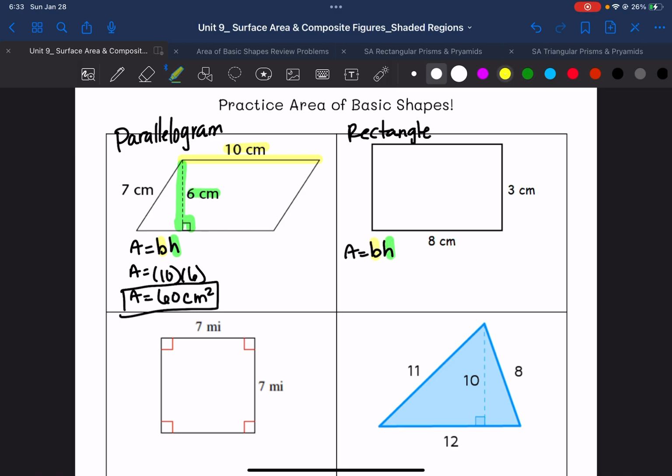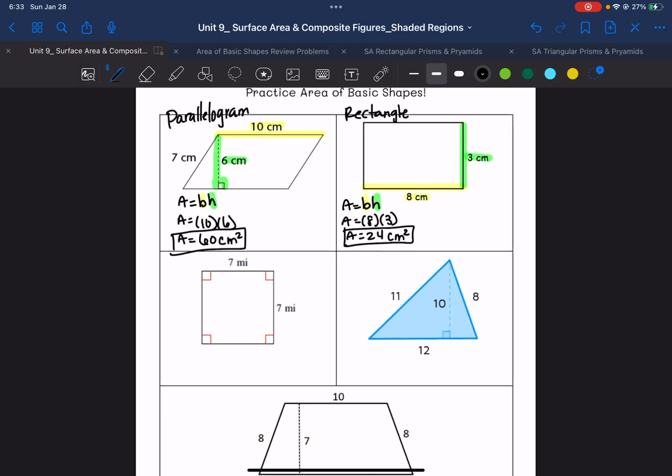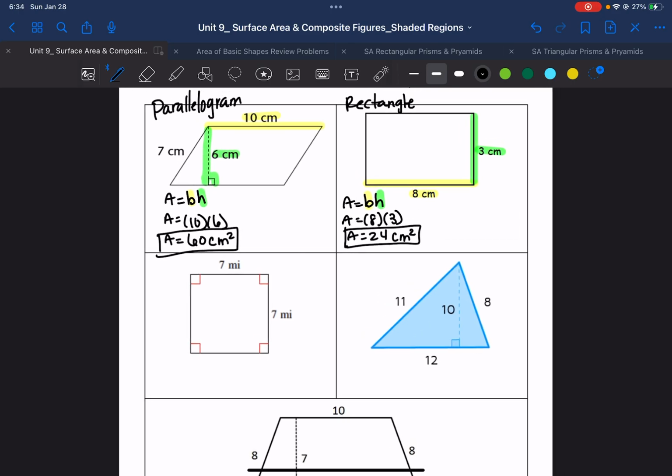So let's go ahead and do that. So here, 8 would be my base, 3 would be my height. So area is equal to 8 times 3, which I know is 24 centimeters squared. Now remember, it's squared because we're finding the area. Now let's look at the next one. This next one is a square. So that means it's going to fall in the same category as a rectangle, which is going to be area is equal to base times height.